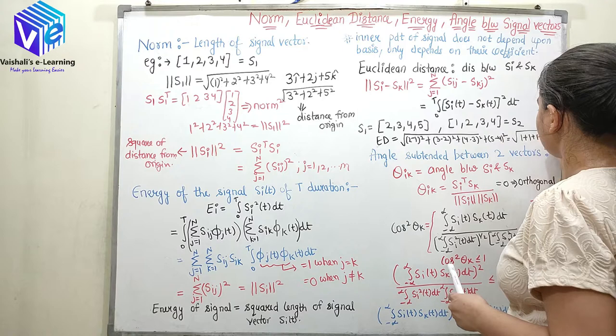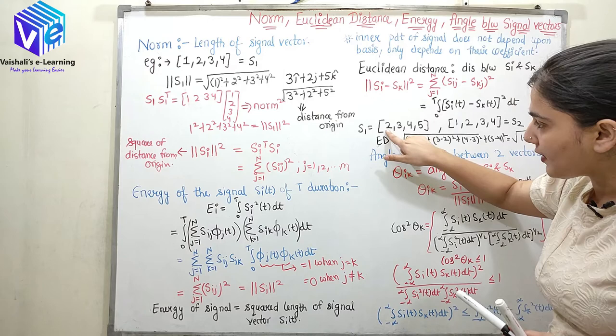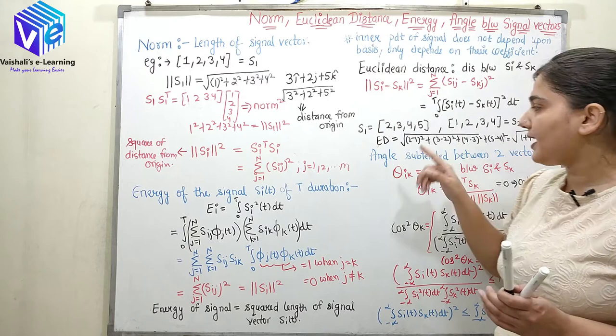Now here, if I square this Euclidean distance, I'll be having Sij. So this is Si1, this is Sk1. So I am subtracting Si1 with Sk1 and I am taking the square. So I hope now this formula is clear.